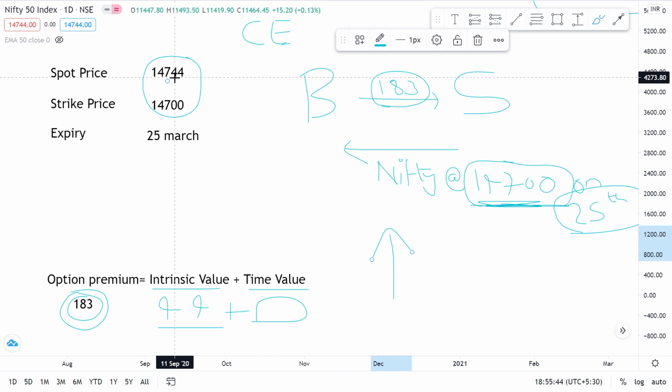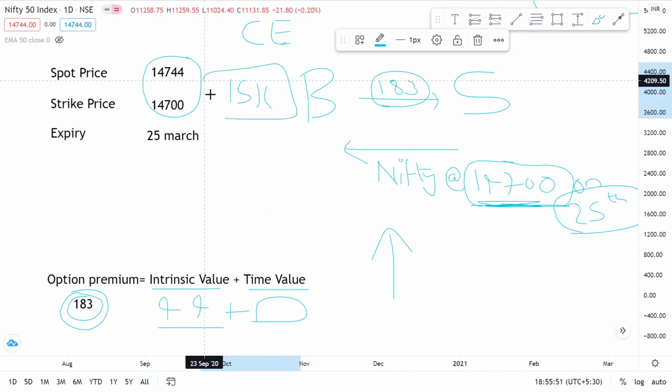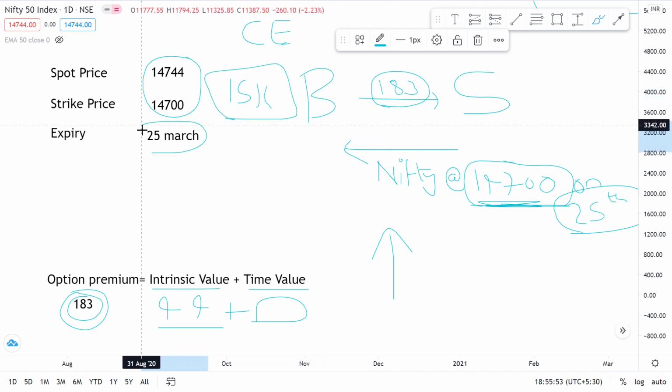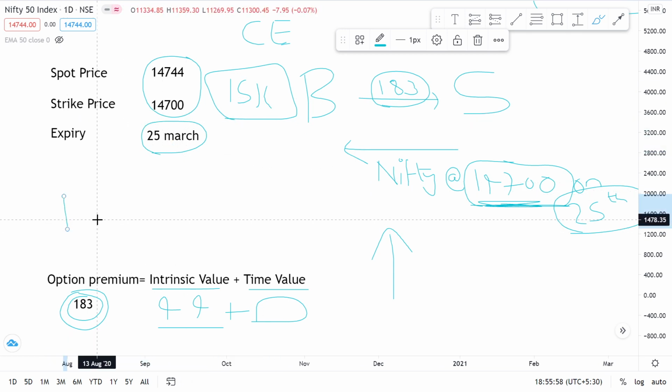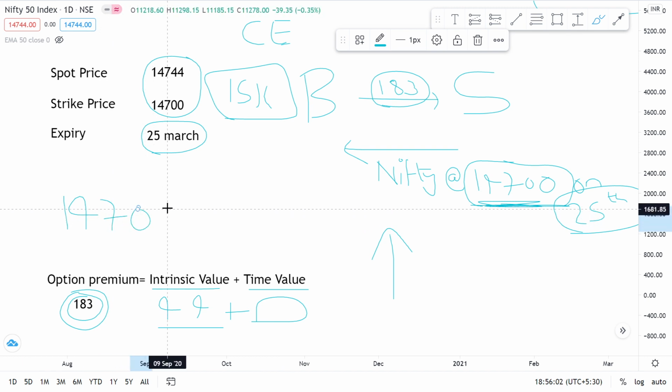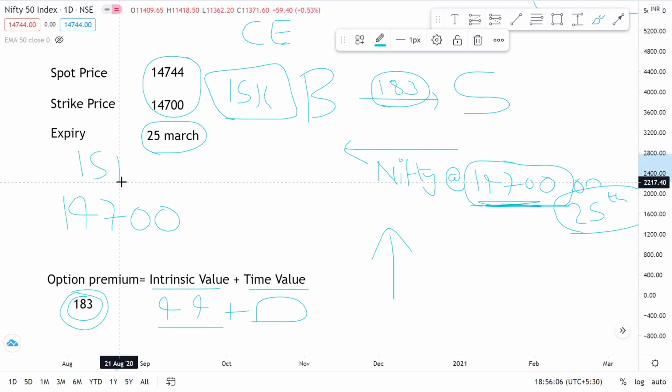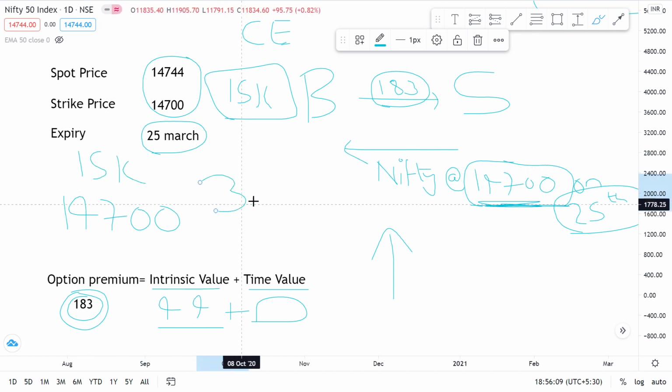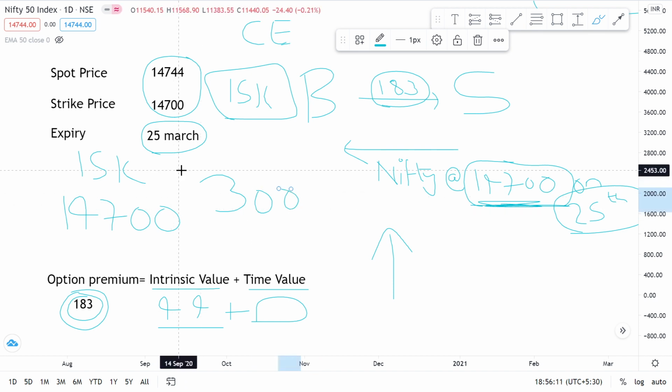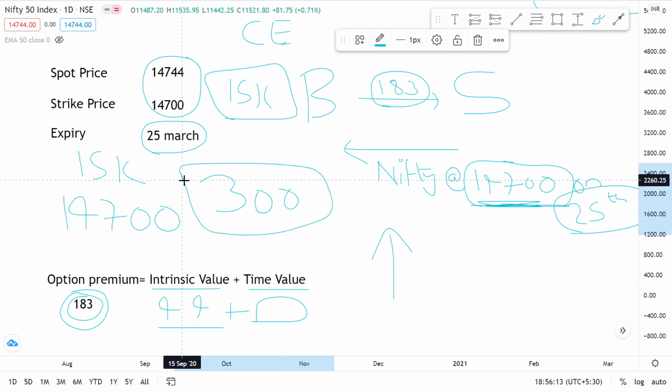So suppose from 14,744 Nifty hits 15K. So let us say Nifty is at 15K on the 25th of March. So what would his profit be? He would be buying it at the level 14,700 but selling it at 15K. So this net profit of 300 he gets. This is the net profit he gets on the 25th of March.